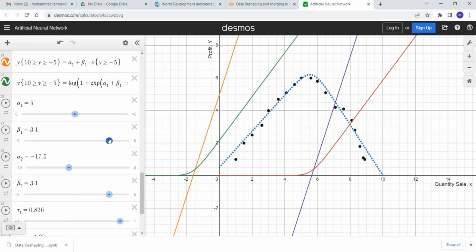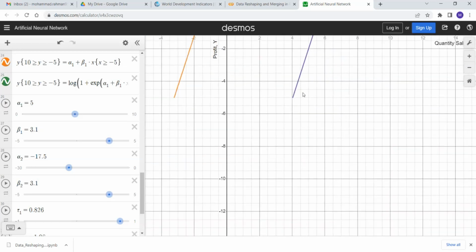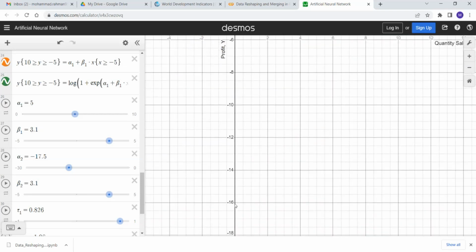Okay, so when you change alpha 2, it will basically change this purple line and red line, and definitely also the predicted line. Alpha 2 is the intercept of this purple line. Currently alpha 2 is minus 17, because if you go down, this line will touch the vertical axis at something very low, around 17.5. So something here.